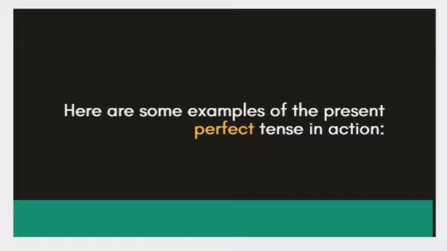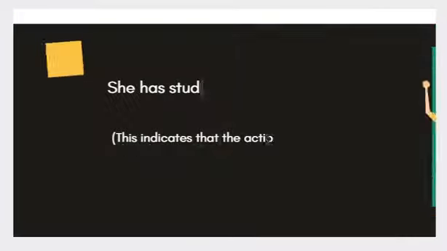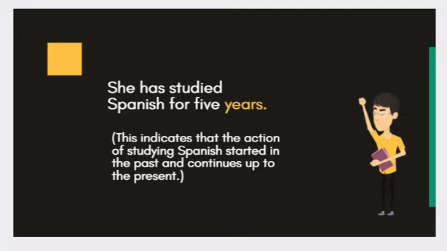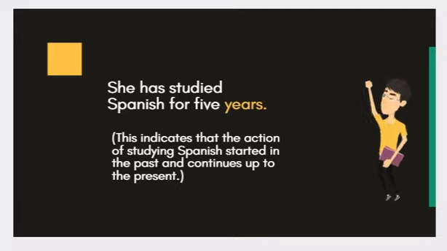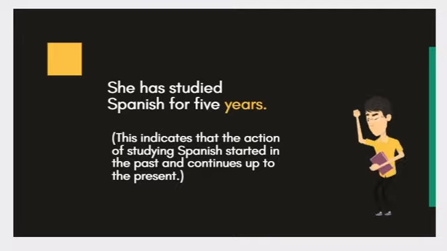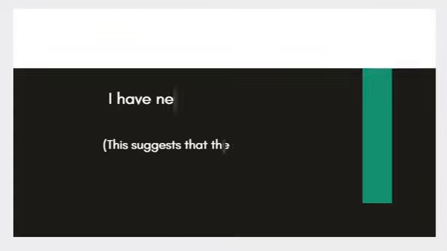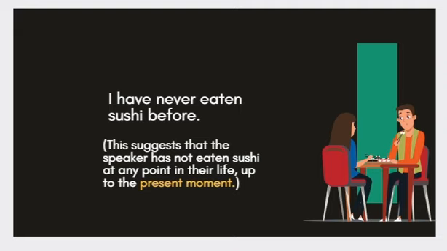Here are some examples of the present perfect tense in action. She has studied Spanish for 5 years. This indicates that the action of studying Spanish started in the past and continues up to the present. I have never eaten sushi before. This suggests that the speaker has not eaten sushi at any point in their life, up to the present moment.